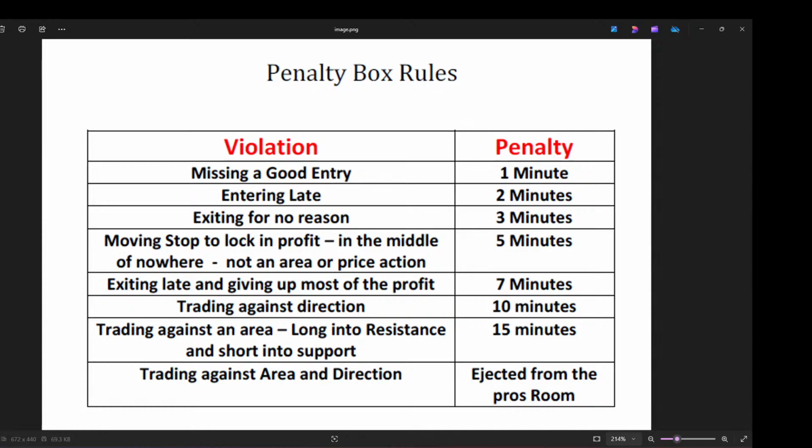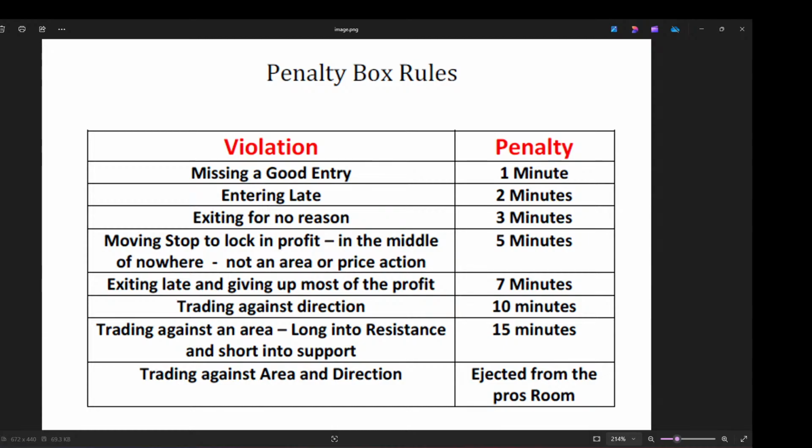As he was learning the software, this is back way before me, there was a chat room, and he created penalty box rules for himself. And I think this is brilliant, because you'll all see a little bit of yourself in this. So anytime he missed a good entry, what does that mean? That means that the rules were met and he chose not to take it for some reason. Talked himself out of a trade. He had to walk away. Get up and walk away from his computer for a minute.